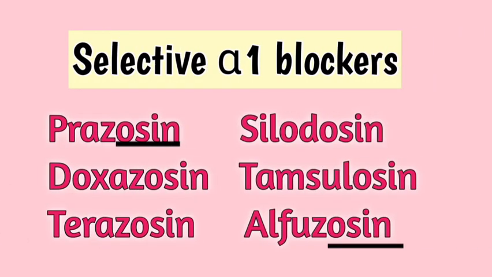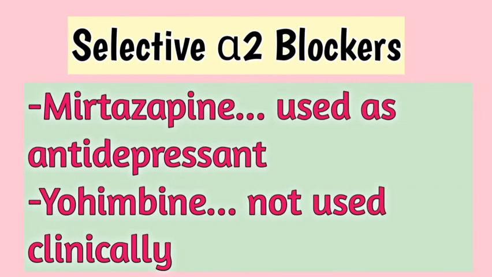Selective alpha-1 blockers include prazosin, doxazosin, terazosin, silodosin, tamsulosin and alfuzosin. These names can also be easily remembered as these words end in osin. Selective alpha-2 blockers include mirtazapine, which is used as an antidepressant, and yohimbine, which is not used clinically. You just have to remember its name for your exam. So we are not going to discuss alpha-2 blockers anymore.